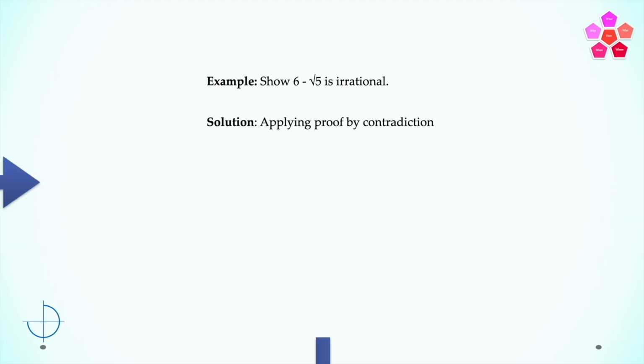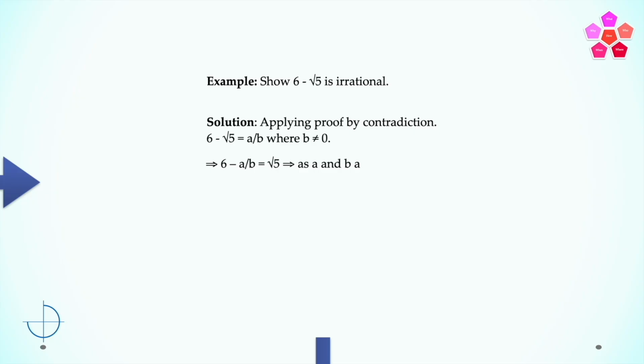Let's take an example. Show that 6 minus root 5 is an irrational number. The solution is applying proof by contradiction. Again, let's assume that 6 minus root 5 is a rational number and that can be expressed in the form of a by b or p by q. Here for convenience we are taking a by b, where b is not equal to 0, which implies that 6 minus a by b is equal to root 5.